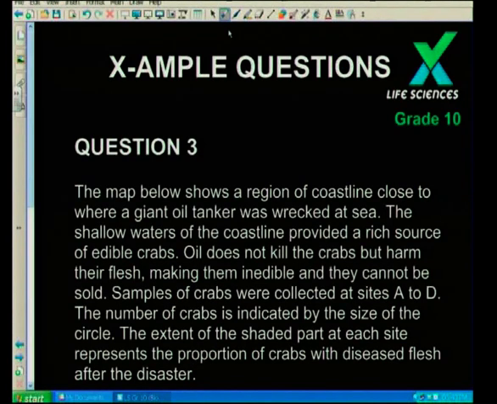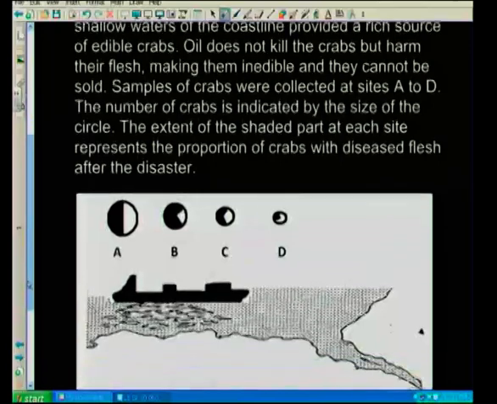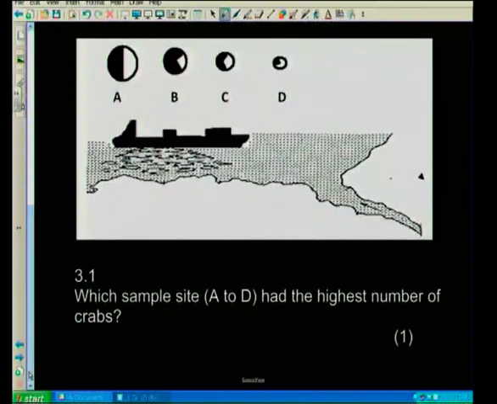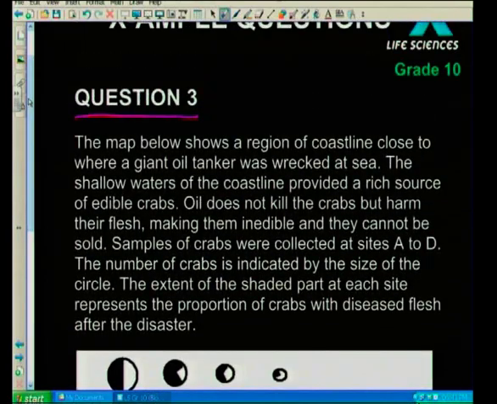We are now on question 3, and it's a question that we need to read. Learners tend to look at the question, or they look at the diagram and go straight onto the questions without reading the information above the diagram.